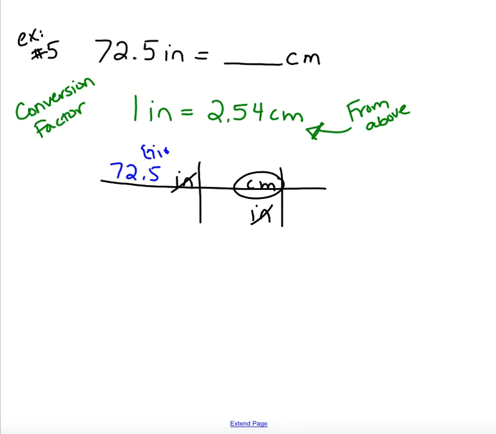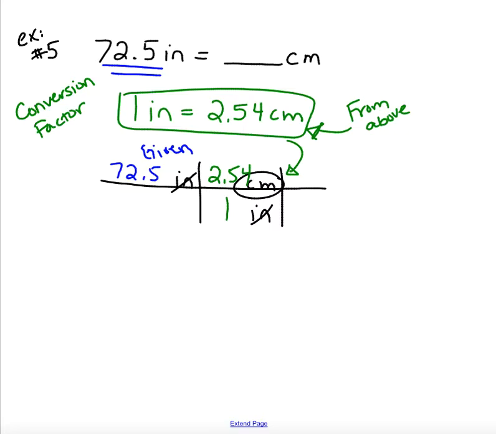Plug in your given from above in that first box. Your conversion factor, just like before, goes in the middle. Multiply the top. Divide by the bottom. We get an answer of 184.15 centimeters.